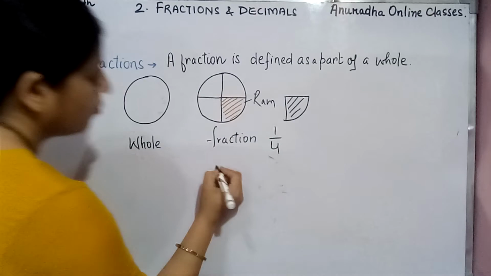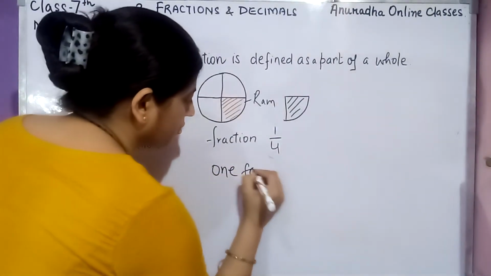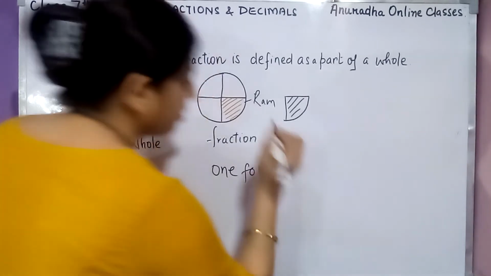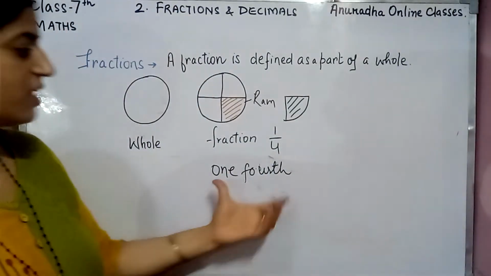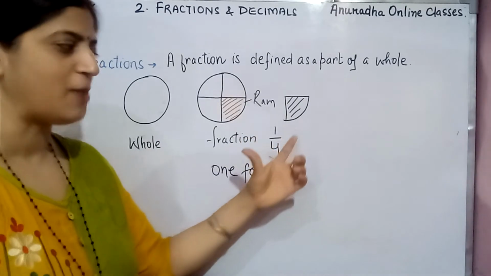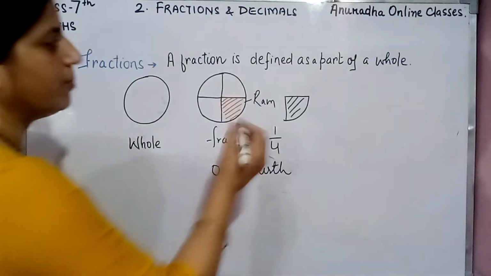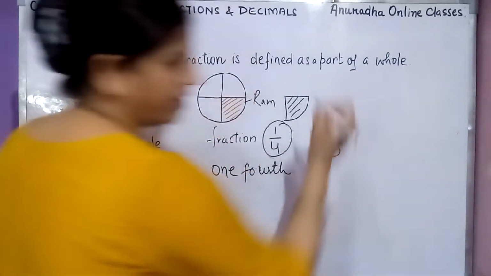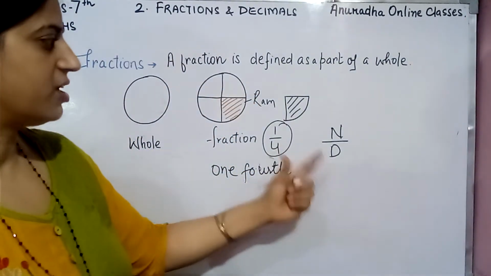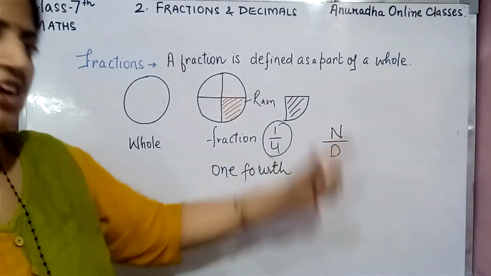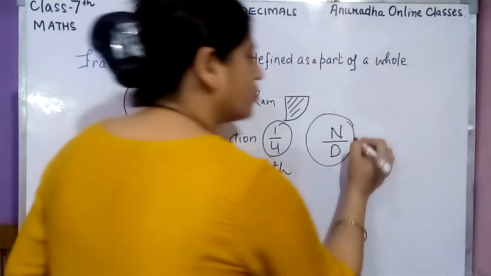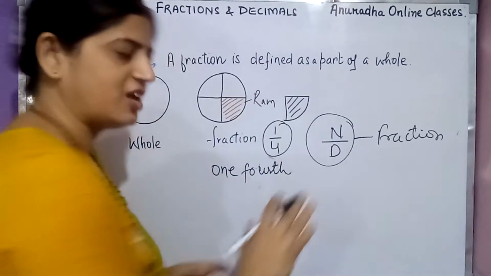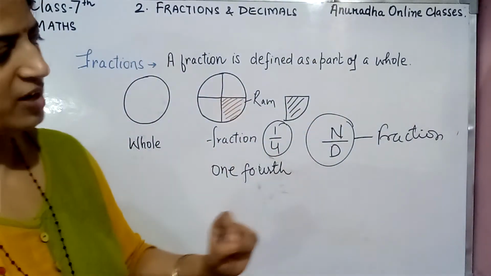What you will say? 1/4. 1/4 mila. That means 1/4 means how you can write 1/4. Means when a number is represented in the form of numerator and denominator. When we represent a number in the form of numerator and denominator, then that is known as what? Fraction. So fraction is having two things in it. First is numerator and second is denominator.